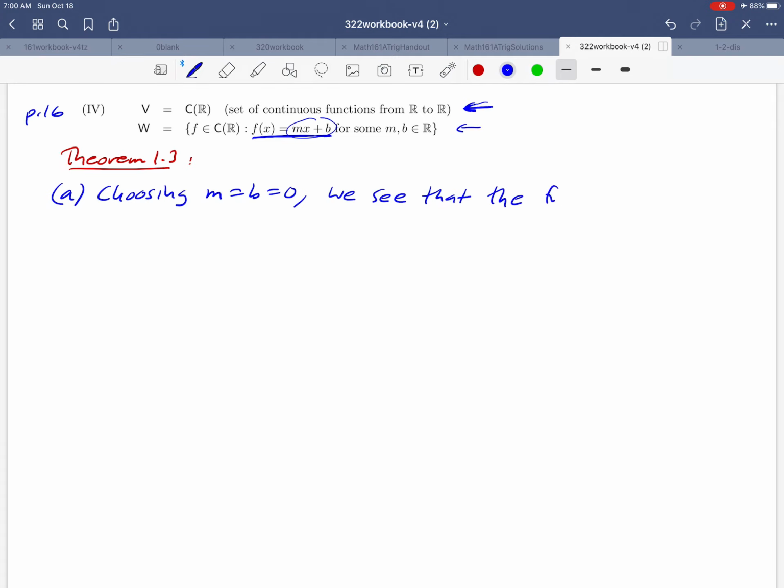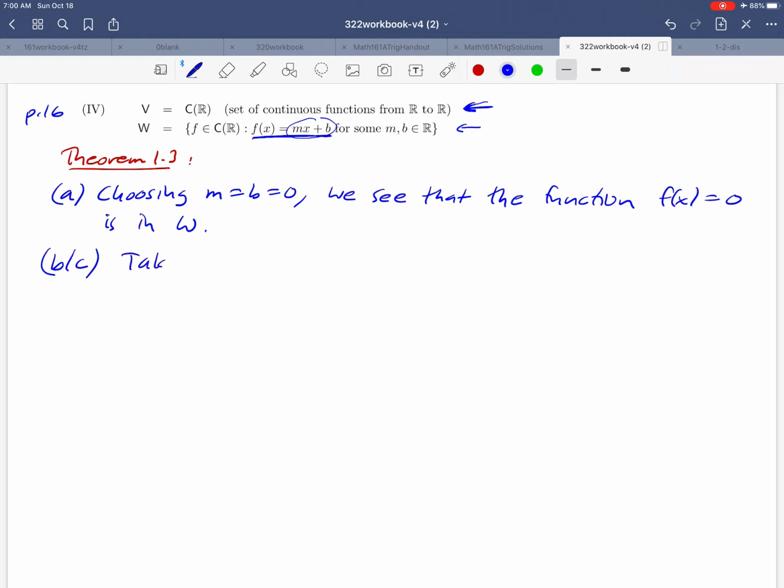Okay, so the function f of x equals 0 is in W. So we've just verified the first property of theorem 1.3. Okay, what about the other two properties? Well, those were about closure under addition and scalar multiplication.